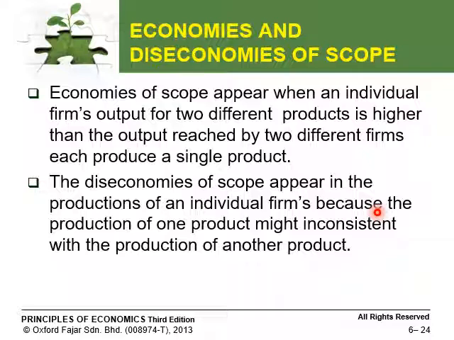Meanwhile, this economy of scope will happen because of the individual firm. One firm's production of one product is inconsistent with the production of another product, which means that they produce two products, and one of these products is inconsistent with the other. Okay, it means that one product is much higher in quantity than another product, or one product is of much higher quality compared to the other product. That's why economy of scope happens.